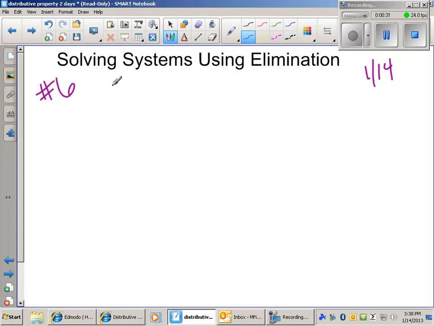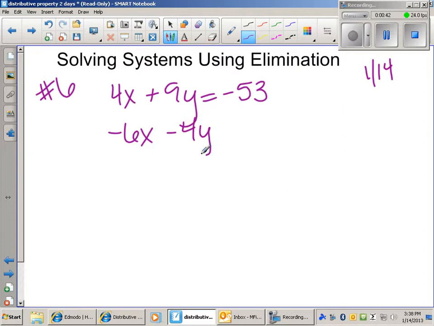You have the system 4x plus 9y is equal to negative 53, and negative 6x minus 4y is equal to 32. Now the problem with this system, or what makes it more difficult than some of the other systems that we've looked at, is that if I just straight add these equations together, nothing's going to cancel out. Nothing will eliminate. And I don't have anything that I could just multiply one equation by, or there's not a whole number that I can multiply just one equation by in order to get things to cancel out.